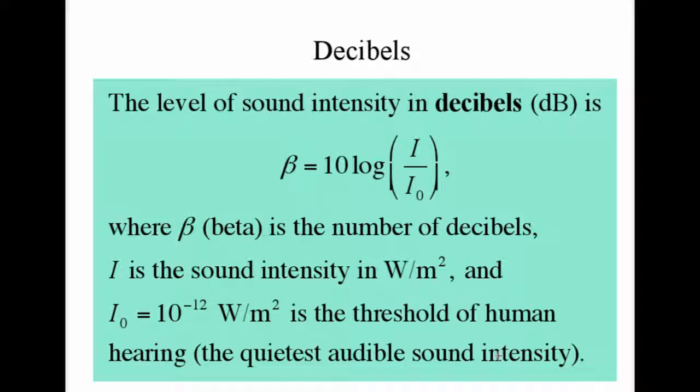So here's an application of logarithms. The level of sound intensity in decibels is beta, that's what this symbol is, the Greek letter beta, equals 10 times log of I over I naught, where beta is the number of decibels, capital I is the sound intensity, and I naught, which has a value of 10 to the negative 12th power, is the threshold of human hearing, which is the quietest audible sound intensity.